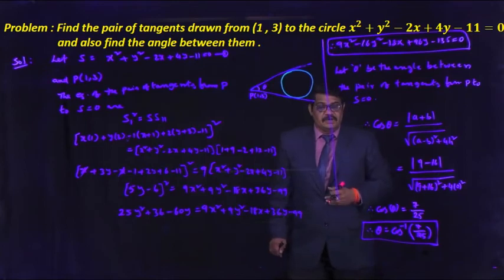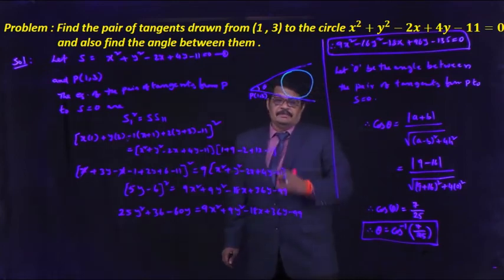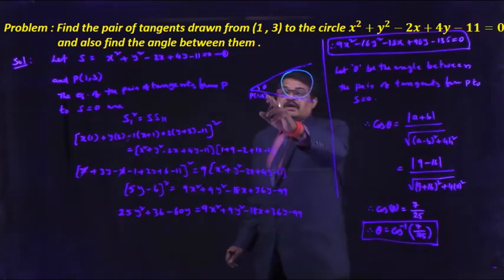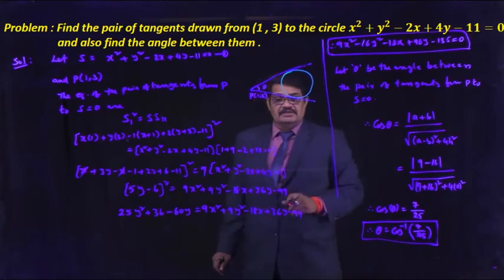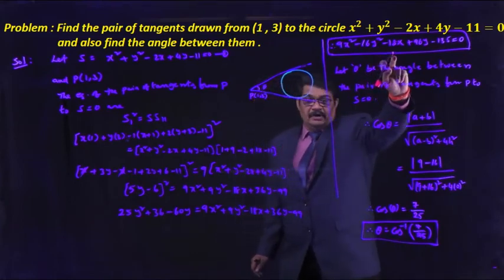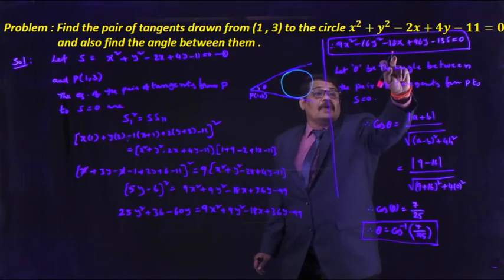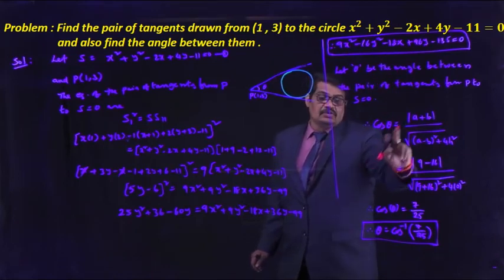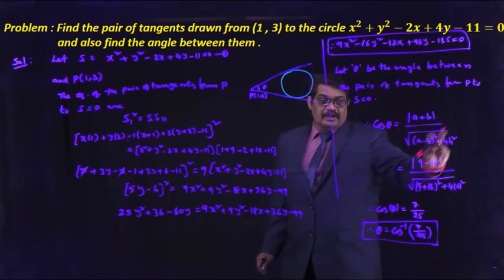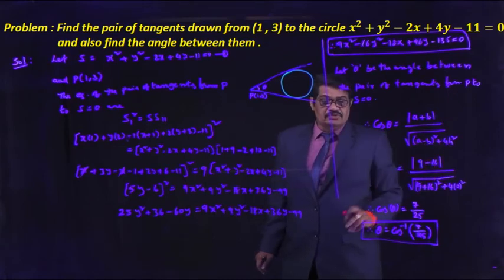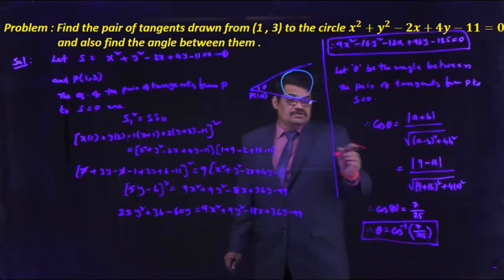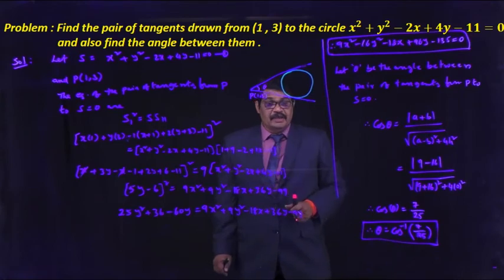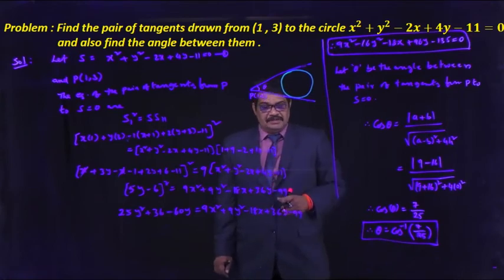And after that, we have to find the angle between the pair of tangents. Let theta be the angle between the pair of tangents. We know the formula for the angle between a pair of tangents: cos theta is equal to modulus of (a plus b) by square root of ((a minus b) whole square plus 4h square). Using that formula, we are getting the angle between the pair of tangents.